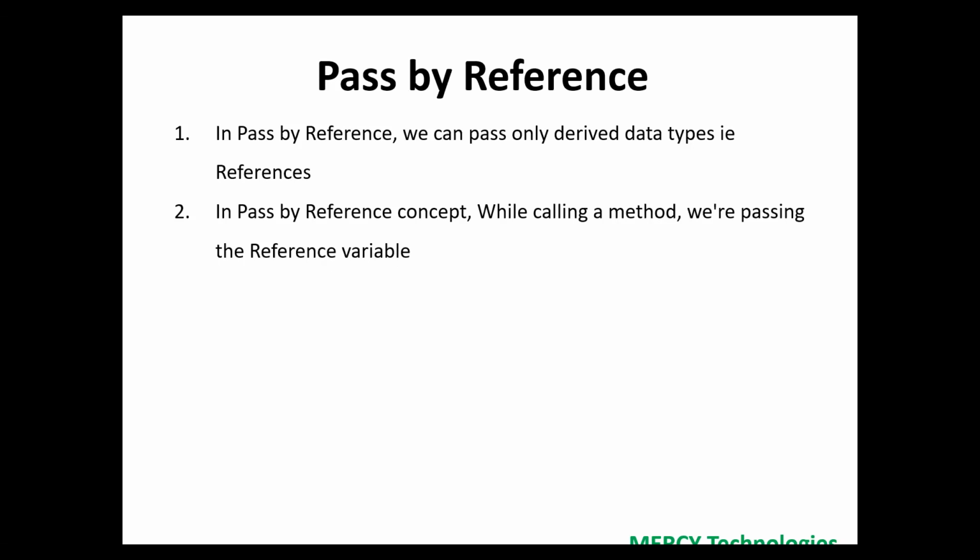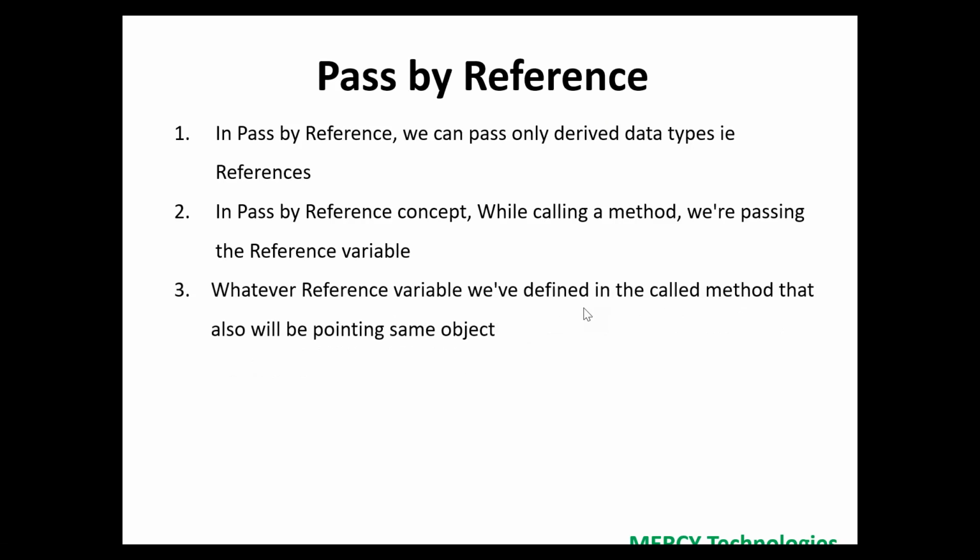In pass by value, we can pass only a primitive data type. But in pass by reference, we can pass only a derived data type. So what happens whenever we pass a reference while calling a method? In pass by reference, whatever reference variable you are passing, both are pointing to the same object.